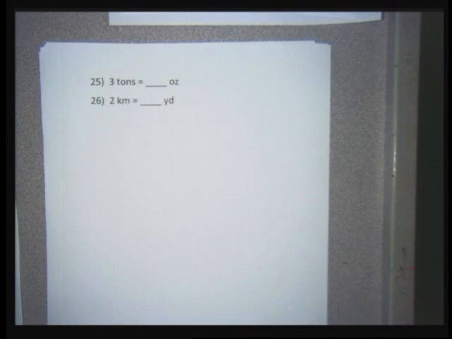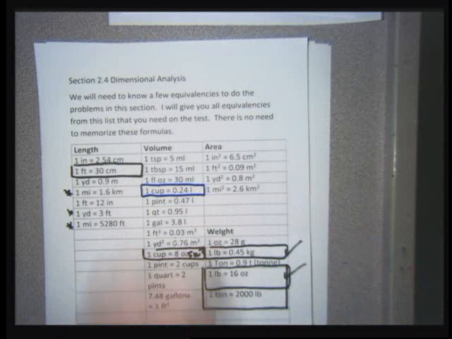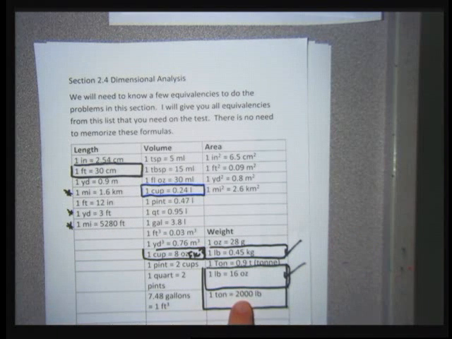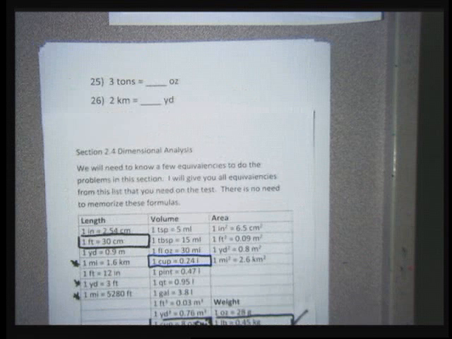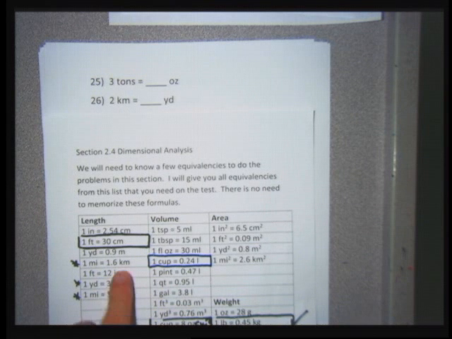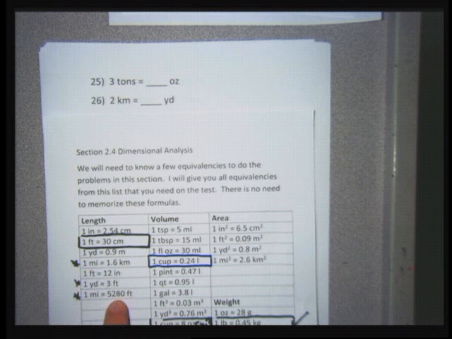Tons to ounces for you, which is a 2-stepper, I believe, and kilometers to yards for me. So for tons to ounces, you're looking down here. You can go from tons to pounds and then pounds to ounces. So you're going to use those two. And for me to go from kilometers to yards, I can go from kilometers to miles, miles to feet, and feet to yards. Kind of did this already a little bit differently.